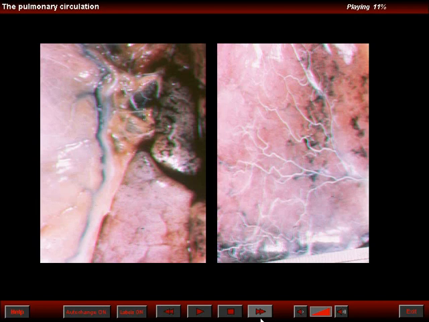The parietal pericardium to your left shows blue vessels, which come from the injection of the blue dye in the descending aorta. And to your right, we see a close-up of the mediastinal pleura, which is also supplied by the bronchomediastinal artery.